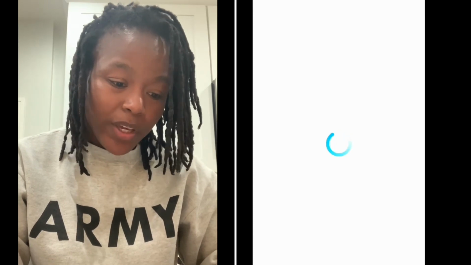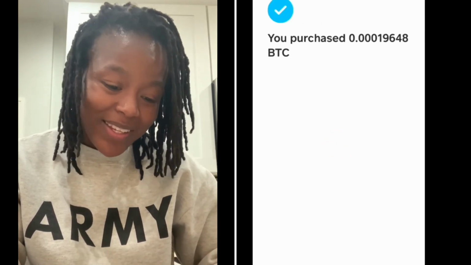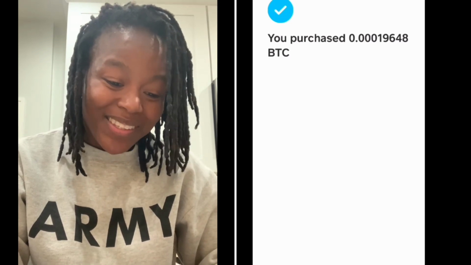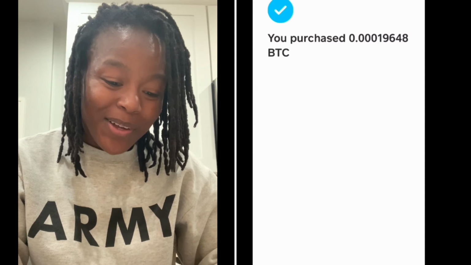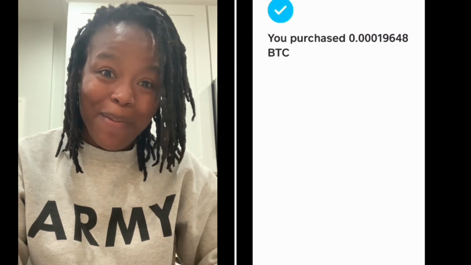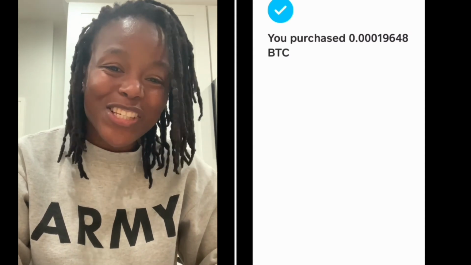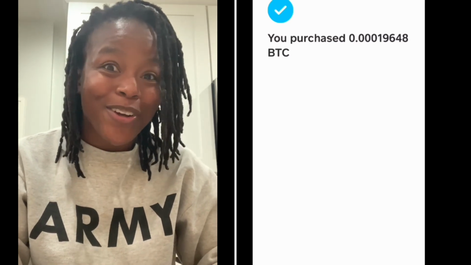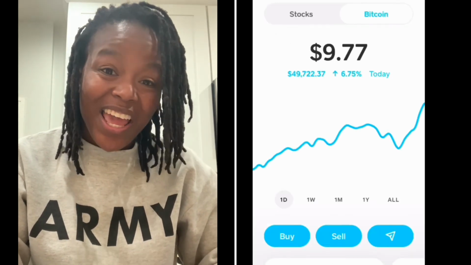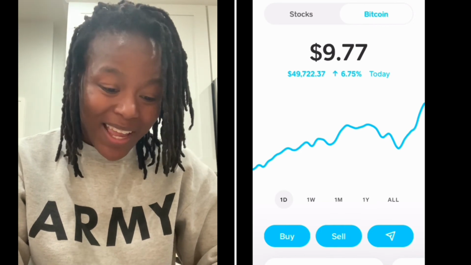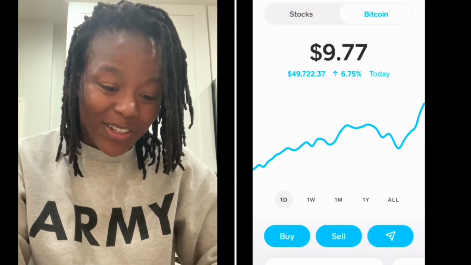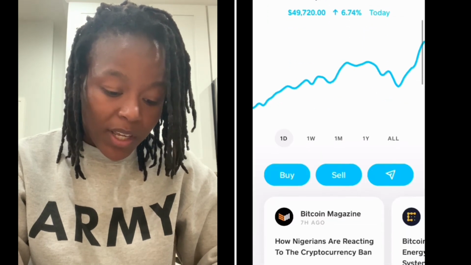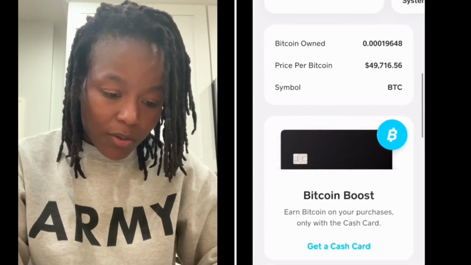And then we're going to wait. And they said right now you purchased 0.0019648 Bitcoin. So you have officially purchased your first fraction of Bitcoin. Congratulations. And when you go back to the main screen, it shows you right there today that you have purchased it. And then if you want to keep track of it, you go right down a little bit.